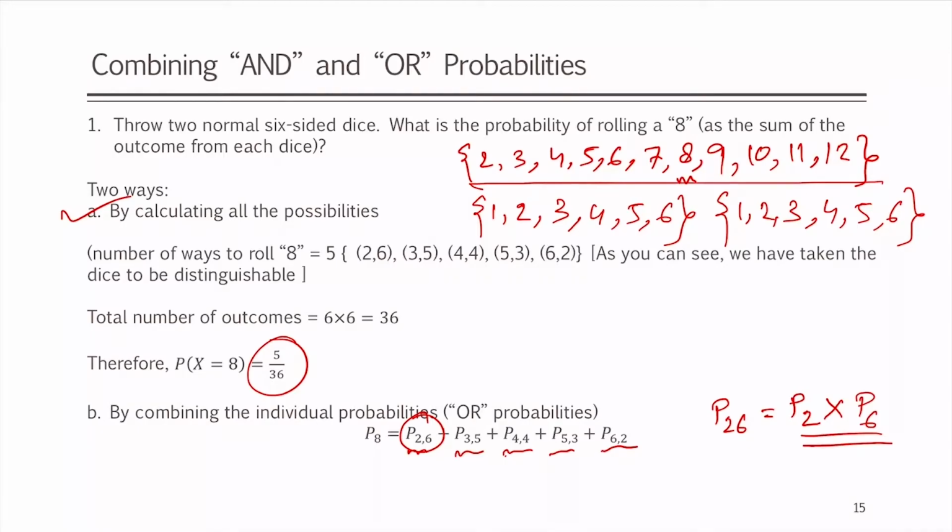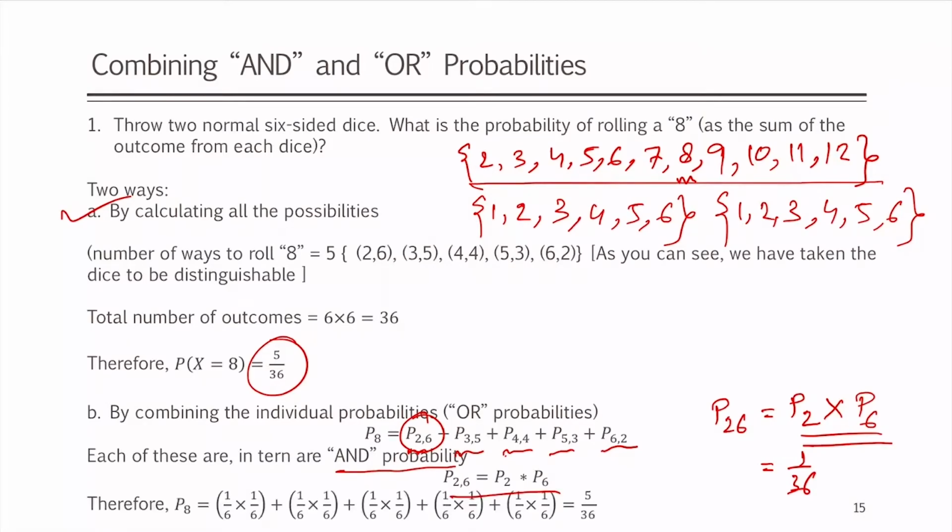Now, we know 2 and 6, how many ways you can get, 1 by 36 ways, right, because 1 by 6 into 1 by 6. So, each of them in turn is an AND probability. I have given the example for that. So, therefore, I can write P8 as 1 by 6 into 1 by 6 giving us 2,6, this is P(2,6), this is P(3,5), this is P(4,4), this is P(5,3), this is P(6,2). Is it clear? So, now combining all that, we are also getting the same 5 by 36.